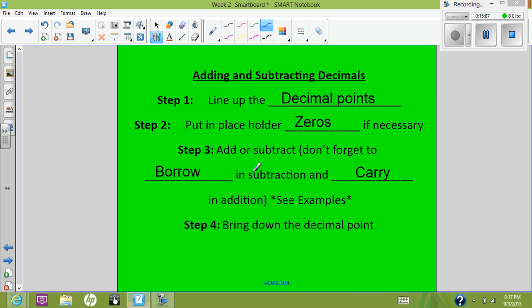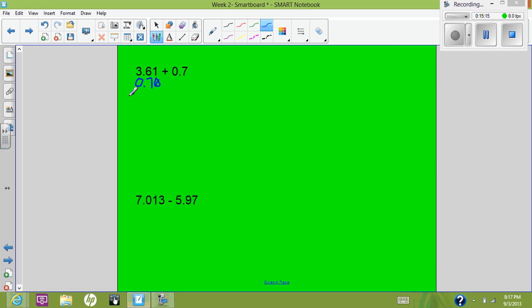Step number 3 was to add or subtract, not forgetting to borrow or carry, depending on what problem you're doing. So let's add. This is an addition problem. Don't get mixed up and do subtraction. You're just going to add like normal. 1 plus 0 is 1. 6 plus 7, this is where you have to do your carrying. 6 plus 7 is 13. Put the 3 down, carry the 1. And 3 plus 1 plus 0 is 4.